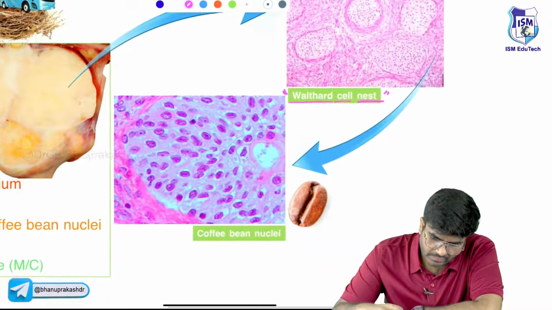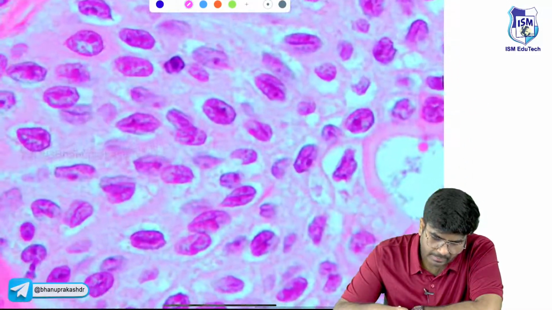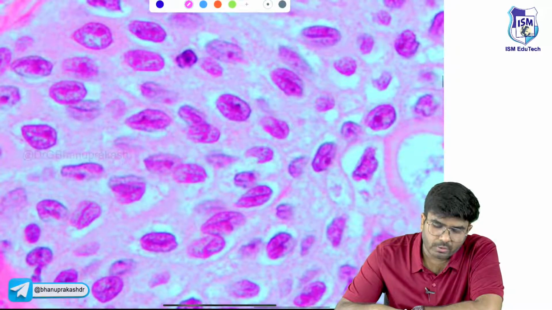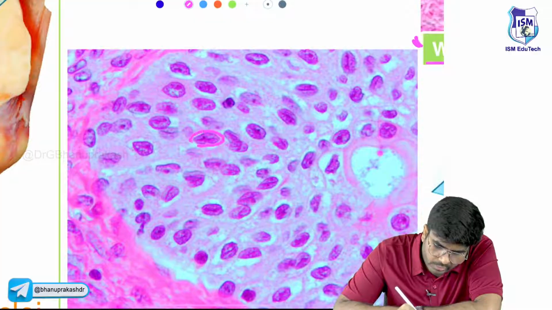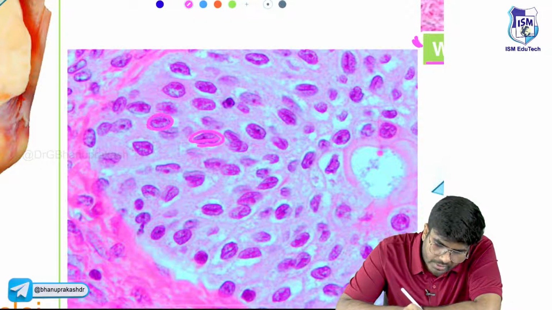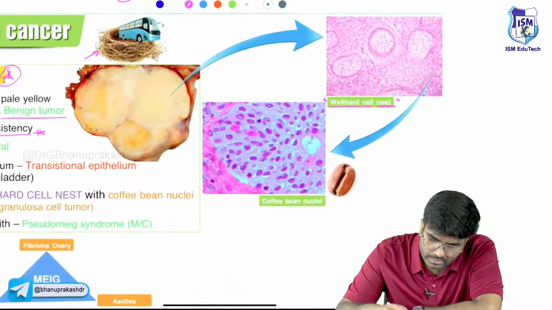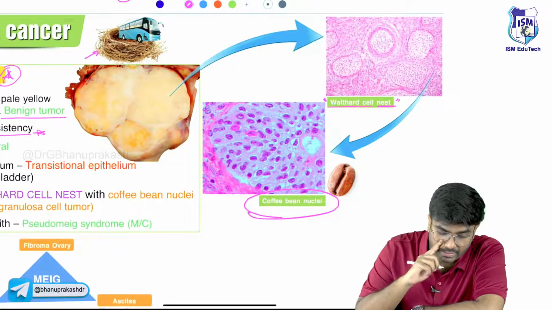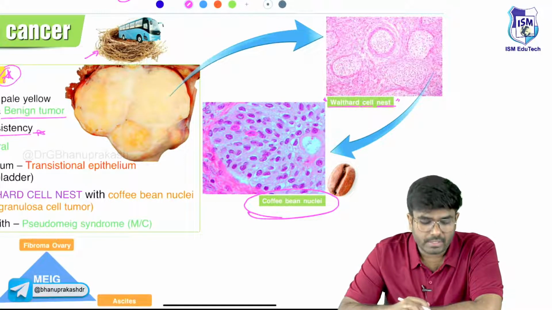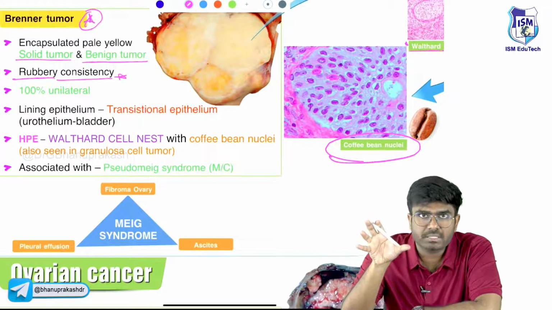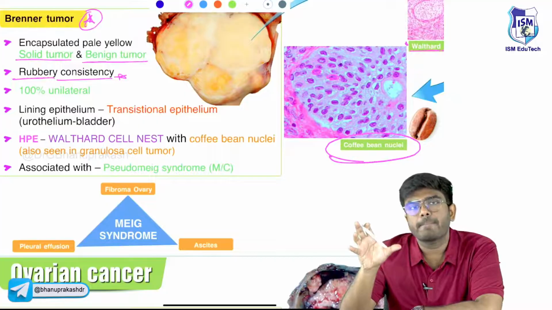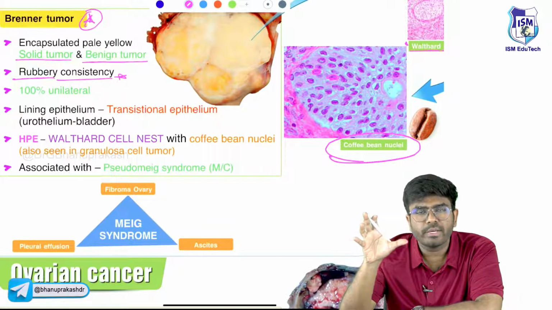What else, sir? If you look at these cancerous cells with high magnification, the cells are going to look like a coffee bean. That's actually the nucleus of the cell. So it's going to have the coffee bean nuclei. Coffee bean appearance is going to be seen. In which type of cancer is coffee bean nuclei seen? It's going to be seen in Brenner tumor. Nests are going to be seen, Walthard cell nest, coffee bean nuclei.